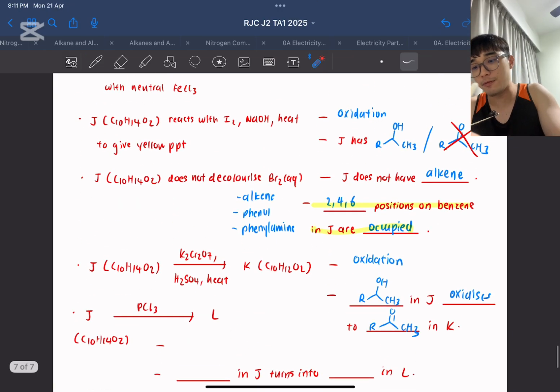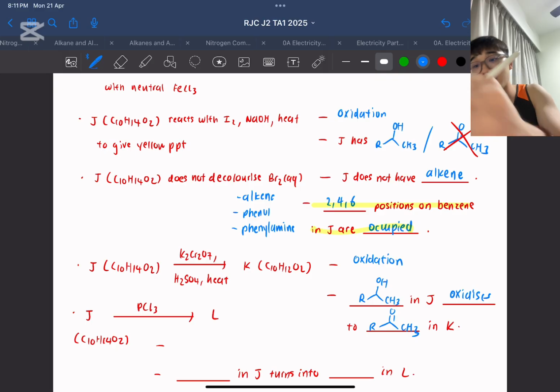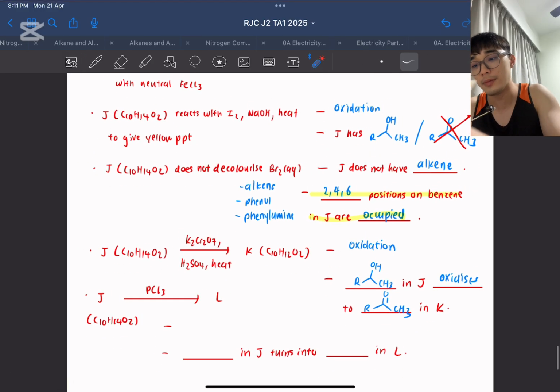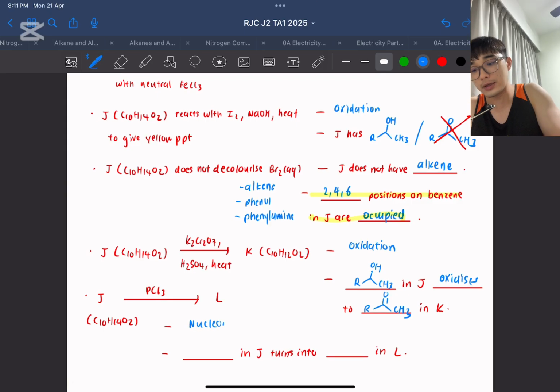Last but not least, J with PCl3 to form compound L. They never tell us what compound L is, but at this point it's very clear. There is an alcohol in J and it turns into a chloroalkane in L. So that is our nucleophilic substitution. So you just have to tell me that the methyl alcohol in J turns into chloroalkane in L. You can even draw it out if you want, like this. Or if you want to write in words, also can.